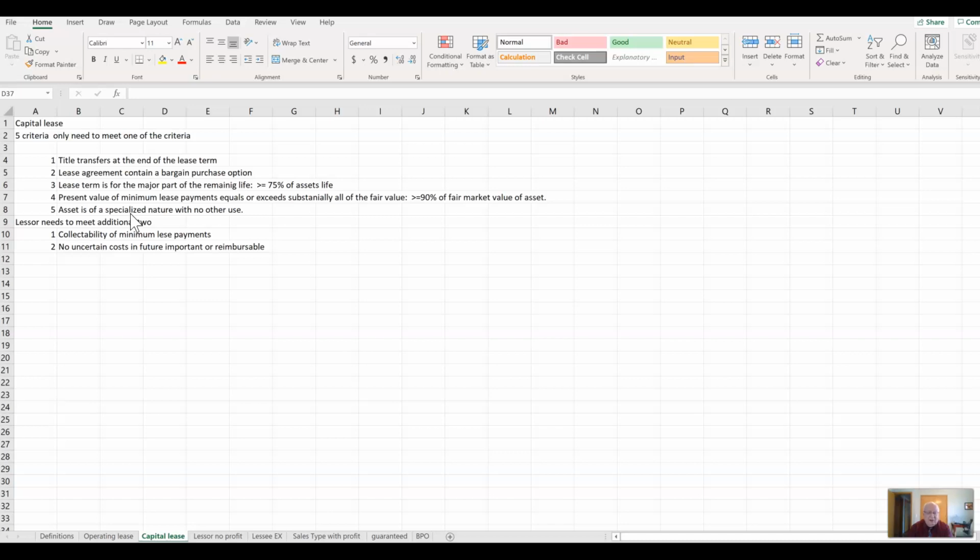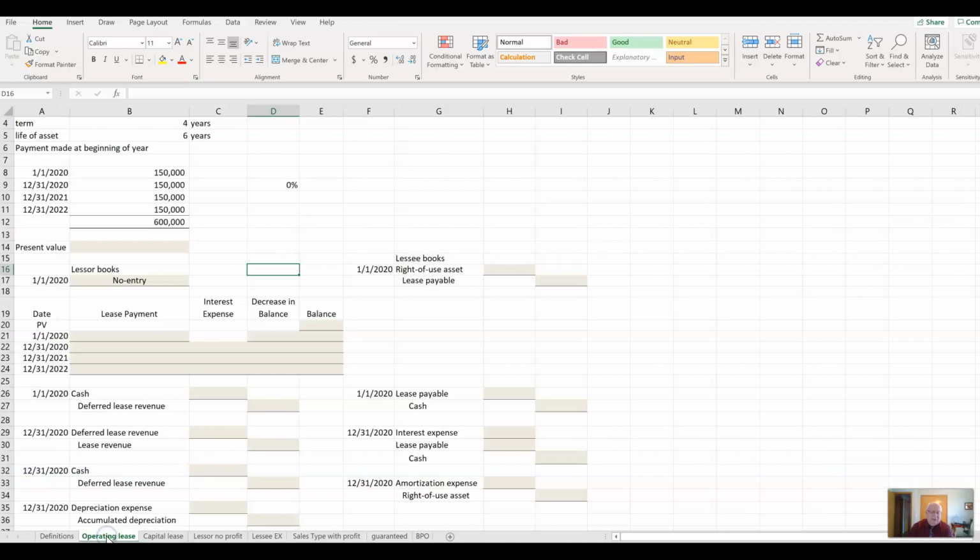And if the present value of the minimum lease payments is for a good portion or all of the fair market value, it's considered a capital lease. And they use the 90% criteria. And then the other one is if the asset is very specialized in nature, so that you can't use it for anything else, it would be a capital lease. But keep in mind, it only has to meet one of those 5 criteria to be classified as a capital lease.